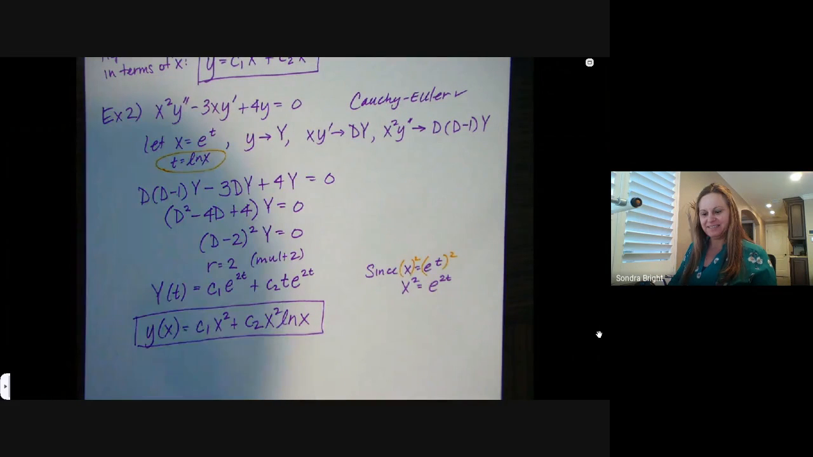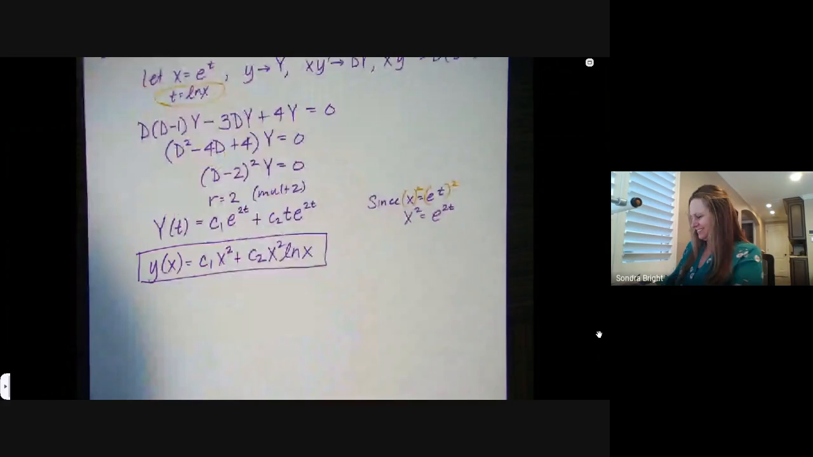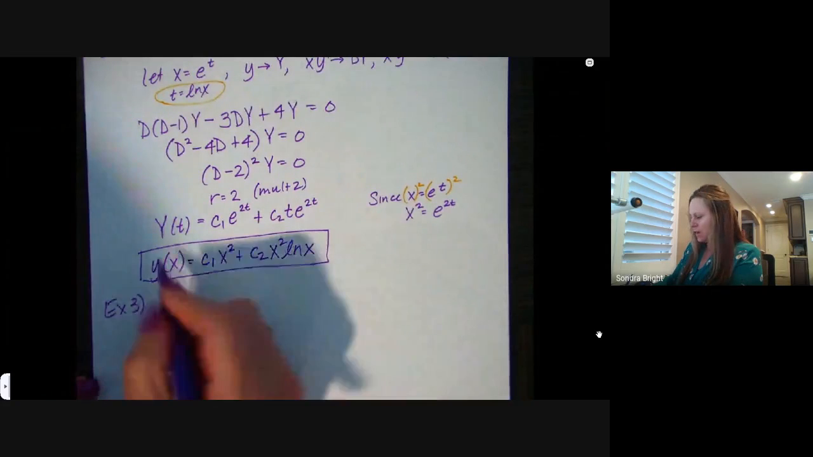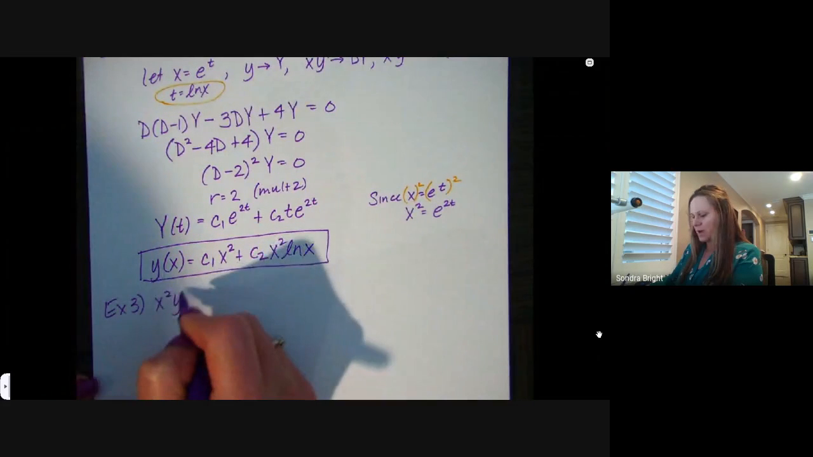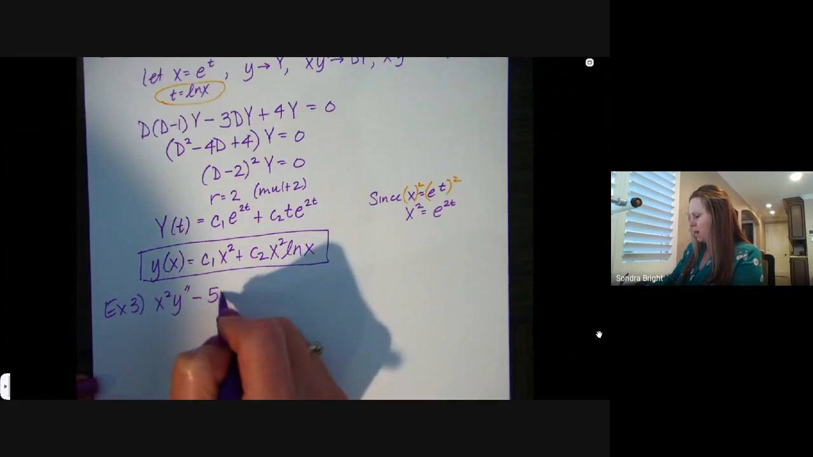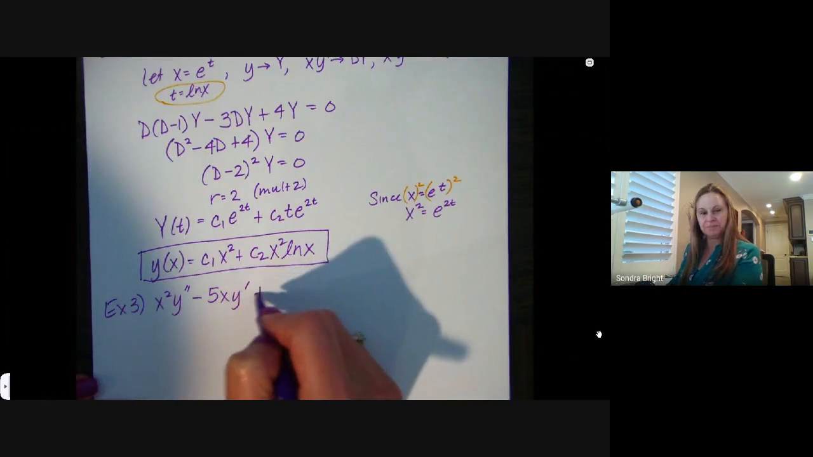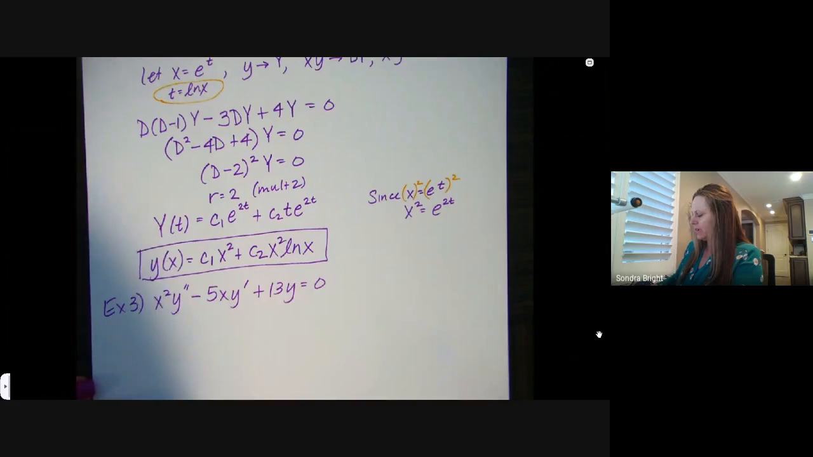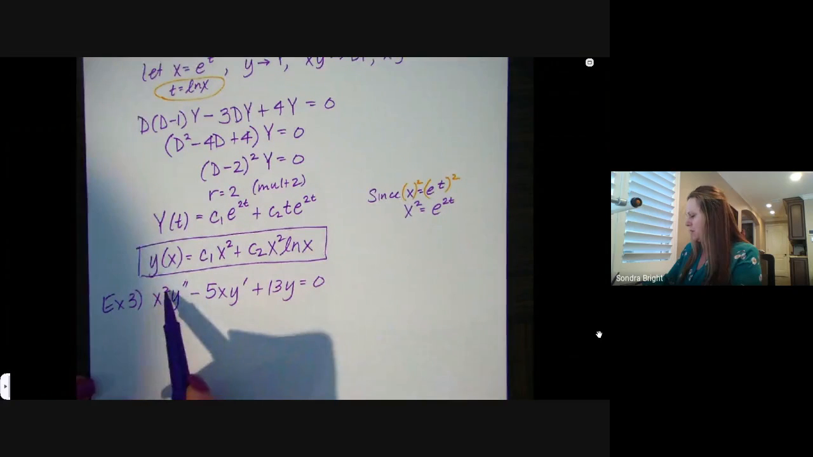Still easy peasy lemon squeezy, right? Well, as long as you remember all the rules from before, right? Okay, how about another one? x squared y double prime minus 5x y prime plus 13y equals 0. All right, is it Cauchy-Euler? Yep, yep.